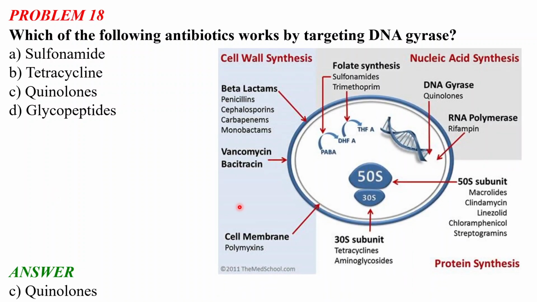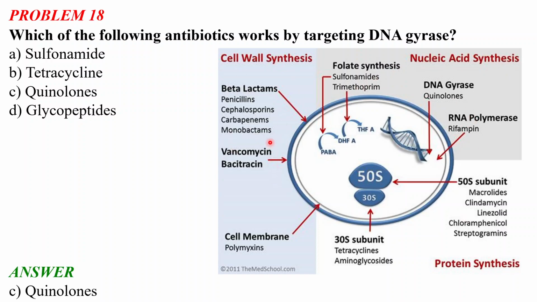First, I will give you an overview of different kinds of antibiotic agents. There are several ways antibiotics can achieve their antibacterial activity: by inhibiting cell wall synthesis of the bacteria, protein synthesis, or nucleic acid synthesis.